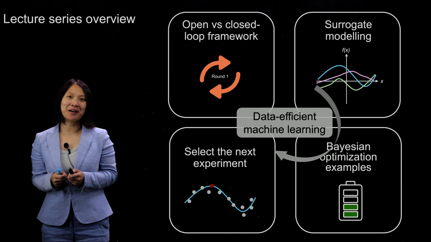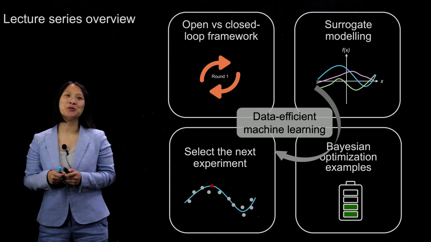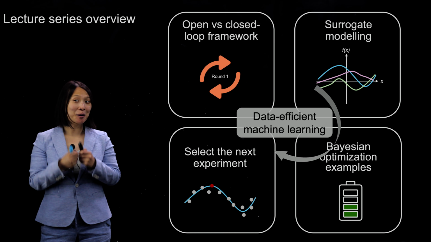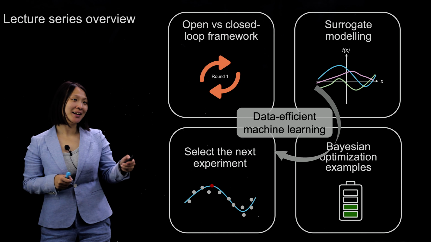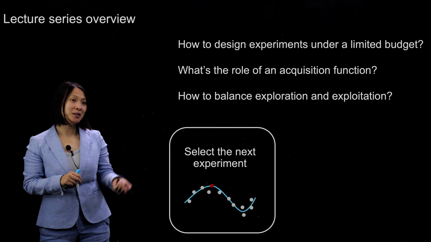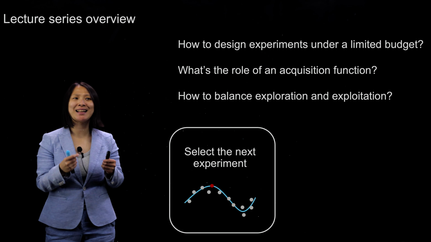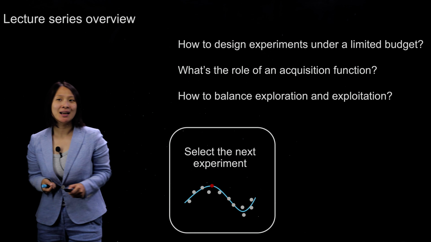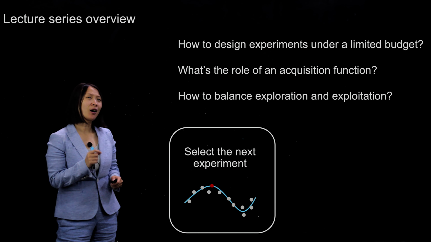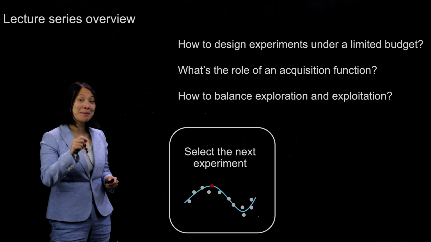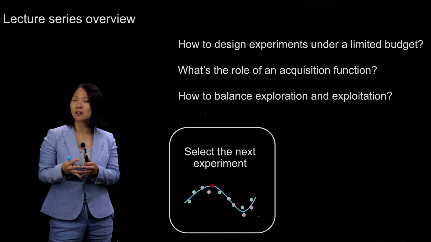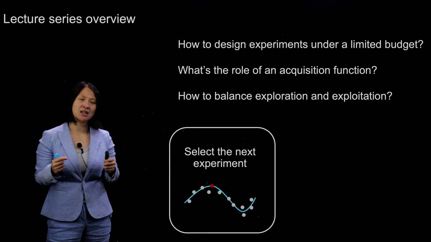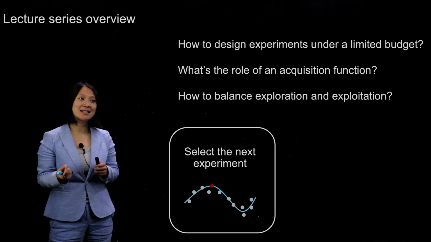Hello everyone, welcome back. Today we're continuing to explore closed loop optimization. In particular, we're going to zoom in on the topic of how to select the next experiment. We're going to discuss how to design experiments under limited budget, what the role of an acquisition function is, and how do we balance exploration and exploitation as we design the next experiment.